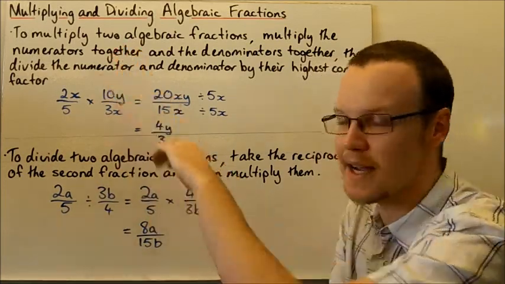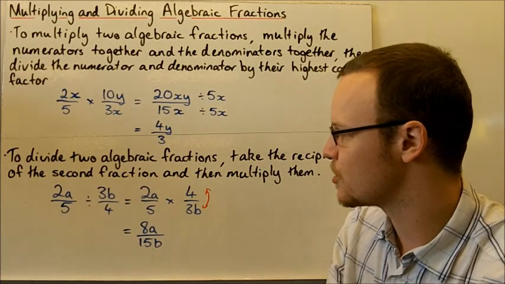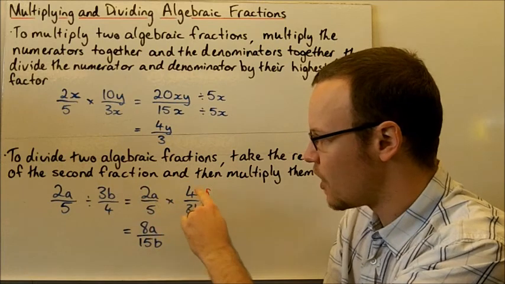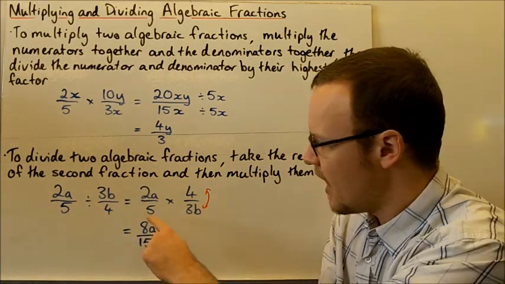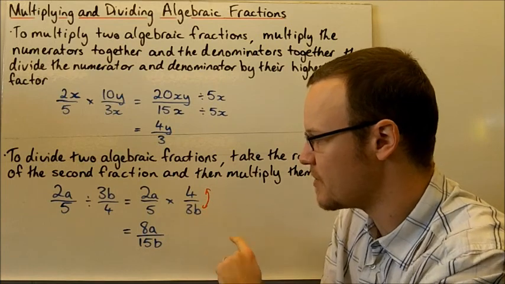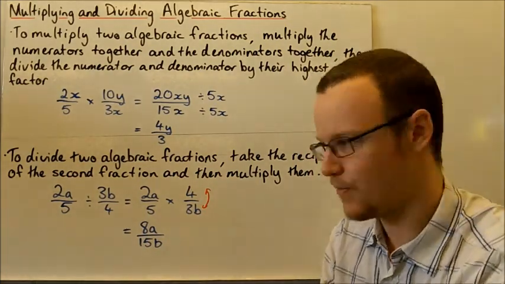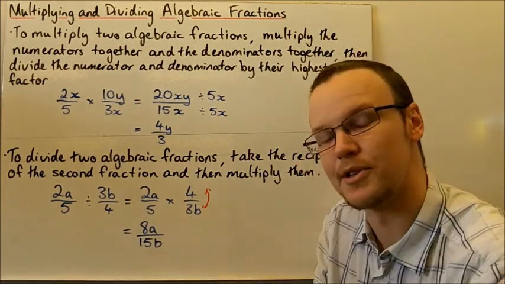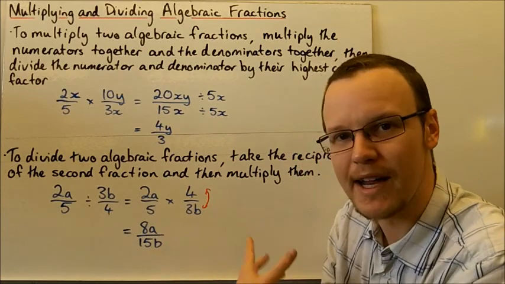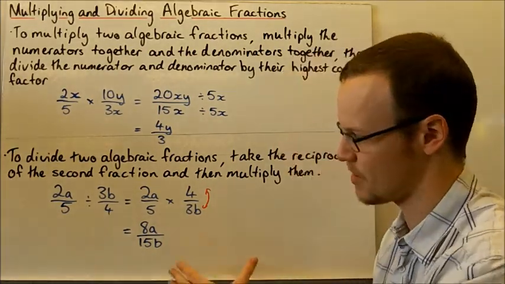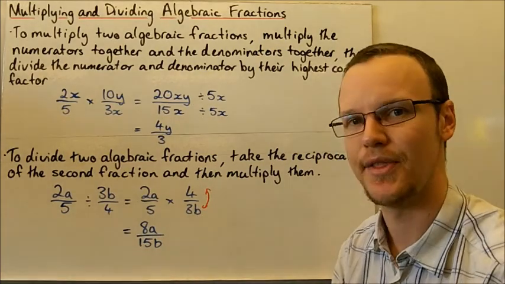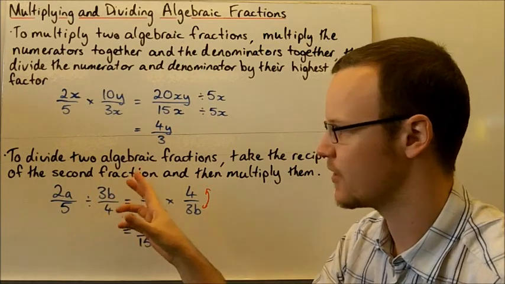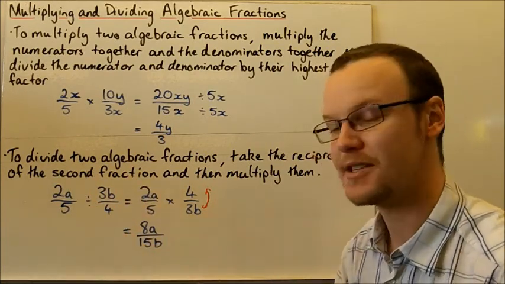So now we just follow the same procedure as when we normally multiply two algebraic fractions. We multiply the numerators together, 2a times 4, which is 8a, and the denominator 5 times 3b, which is 15b. Now that's simplified because the highest common factor of the numerator and the denominator is 1. We can't divide them by anything other than 1. That's the answer. Those two fractions divided by each other, that's simplified now.